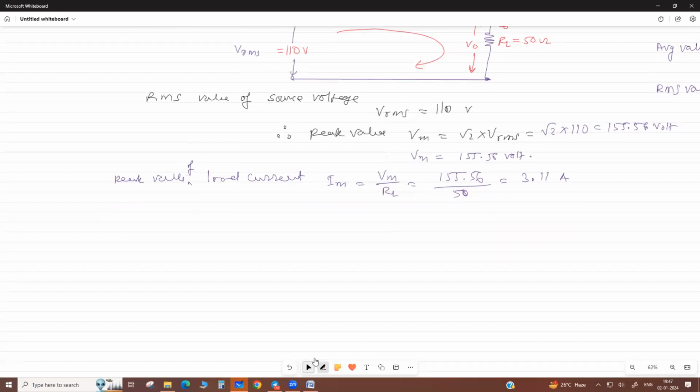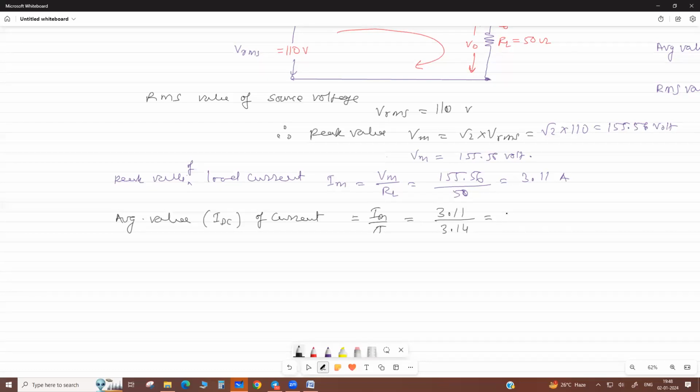Now we can calculate the average value of this current. Average value means it is DC value. And this is I of current. So for half wave, as I told, it is Im by pi only. Im is 3.11 divided by pi, meaning 3.14, हो गया 0.99.